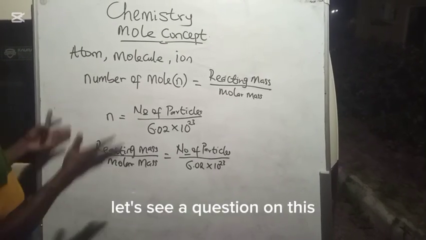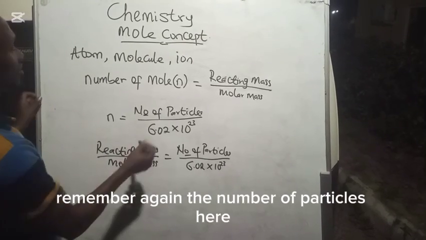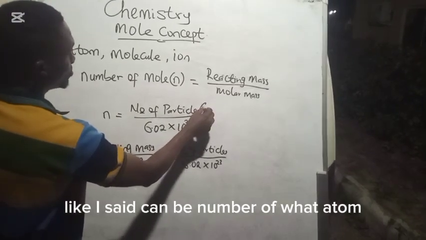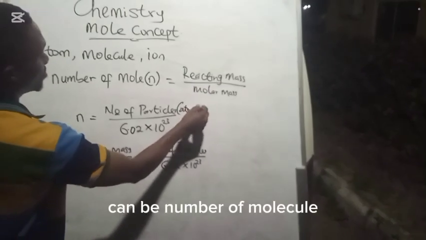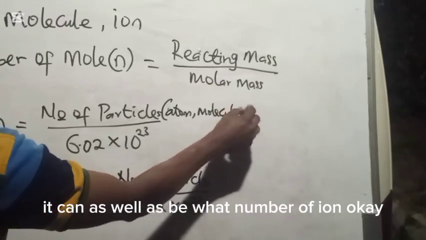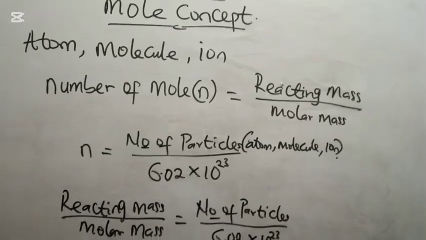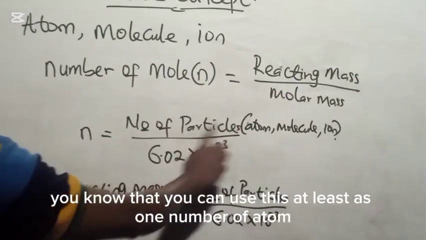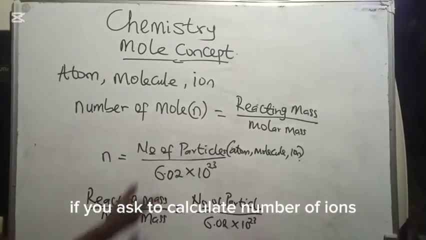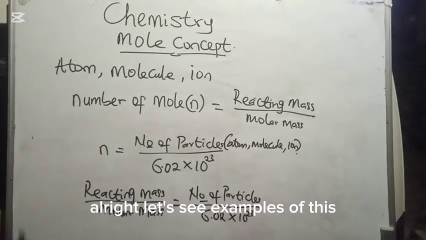Okay, let's see a question on this. How do you apply this? Remember again, the number of particles here, like I said, can be number of atom, number of molecule, or number of ion. So if a question says calculate number of atom, you use number of atom. If you are asked to calculate number of molecule, you use number of molecule. If you are asked to calculate number of ions, you use number of ion and calculate. All right, let's see examples of this.